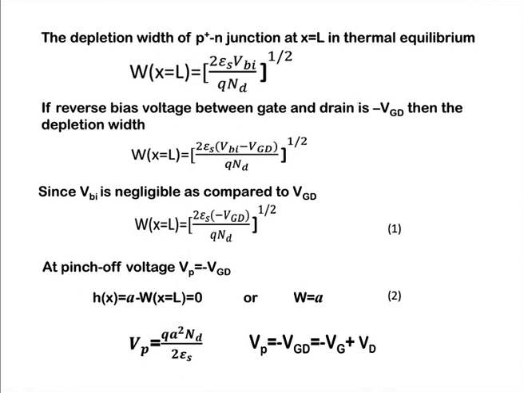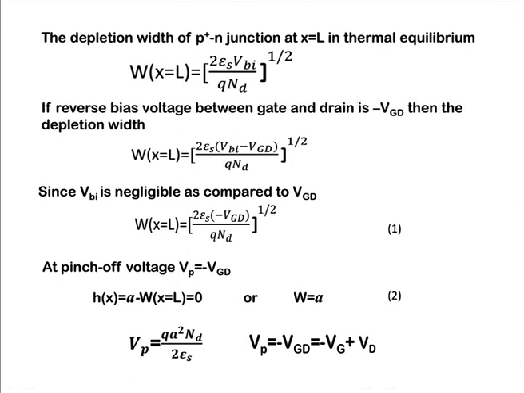Now, if we apply reverse bias, our built-in potential will be VBI minus VGD, and by using this we can calculate the depletion width at different applied biases. Since VBI is negligible compared to the gate drain voltage, we can neglect it. So our depletion width W will be the square root of 2 epsilon s times minus VGD upon Q ND.